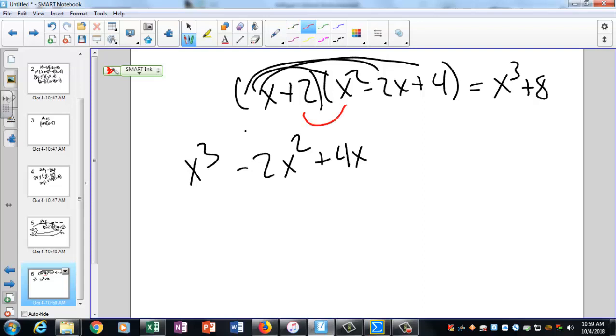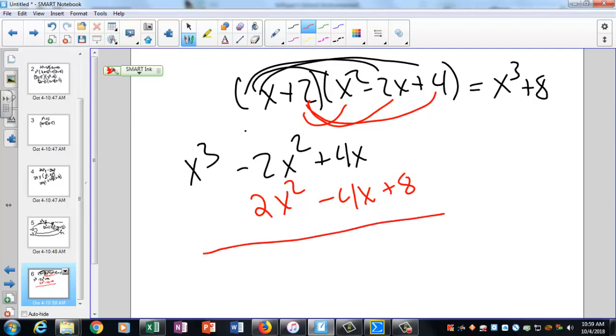Now, 2 times x squared is 2x squared. 2 times negative 2x is negative 4x. 2 times 4 is 8. When I add straight down, x cubed, there's nothing there, so that's just x cubed. Negative 2 plus 2, what happens? That cancels. Plus 4 minus 4, what happens? Cancels. And you get x cubed plus 8.